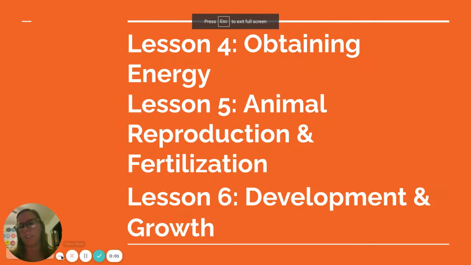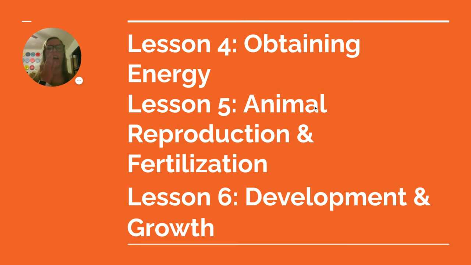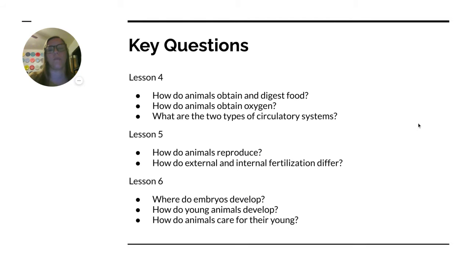Hi, 7th graders, the last 3 lessons today in our chapter on animal processes. So we have obtaining energy, animal reproduction and fertilization, and development and growth.